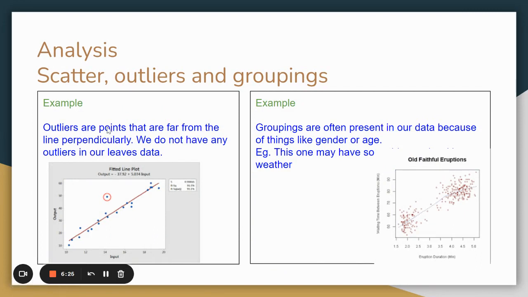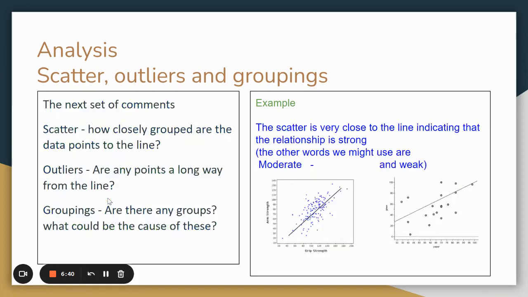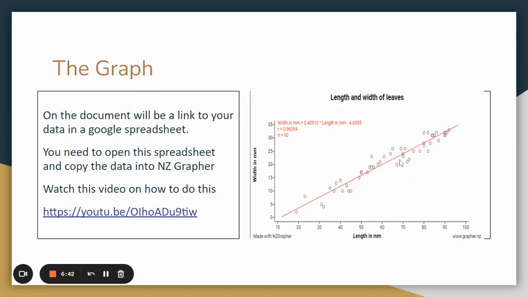So when we're talking about outliers, we're talking about points that are perpendicularly this way, straight out from the line, a long way. So this one's a long way further from the line than any of the others here. We might call that one an outlier. In our graph, we didn't really have any that stood out. So we don't have any outliers, and this is not an outlier.